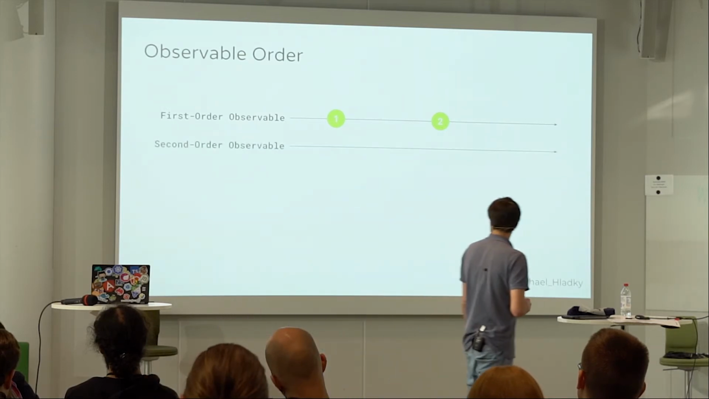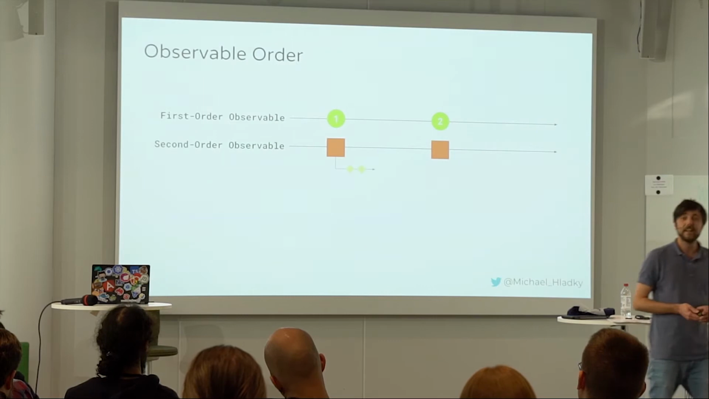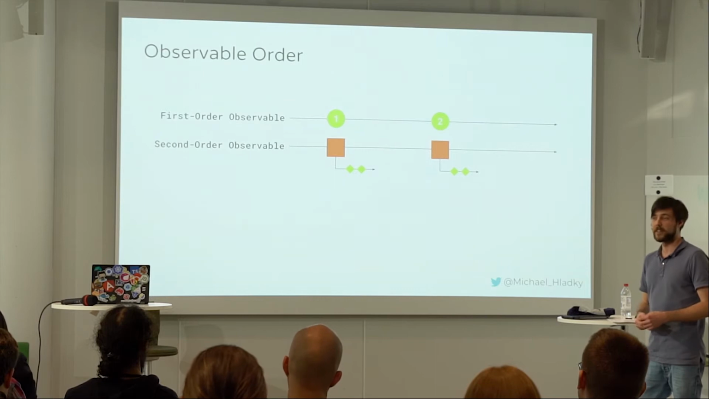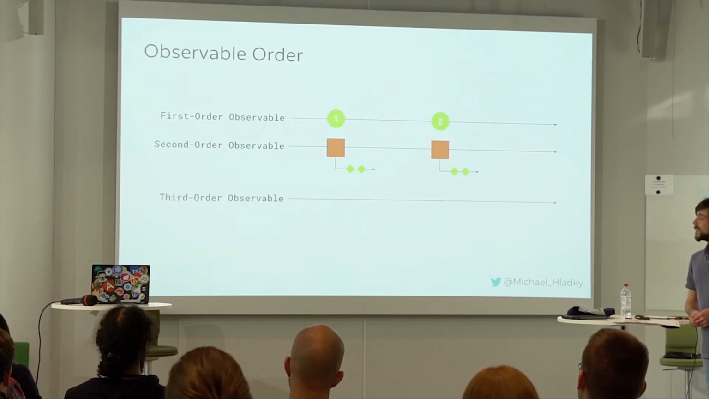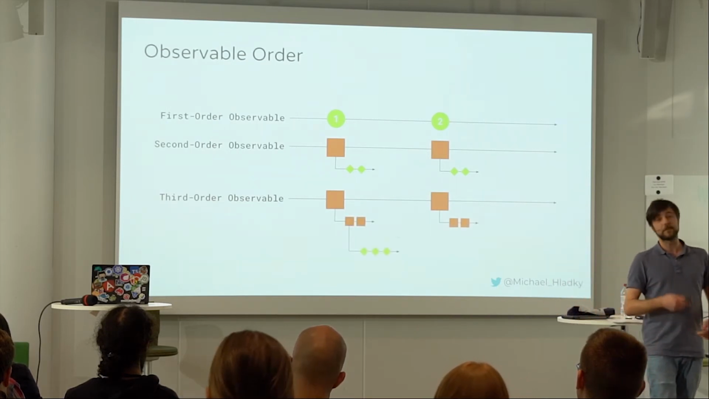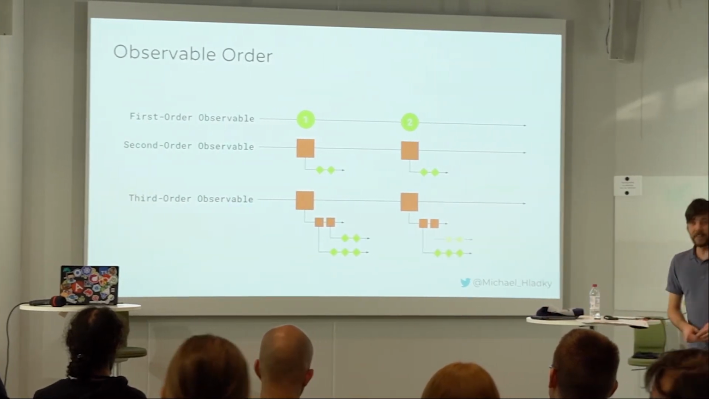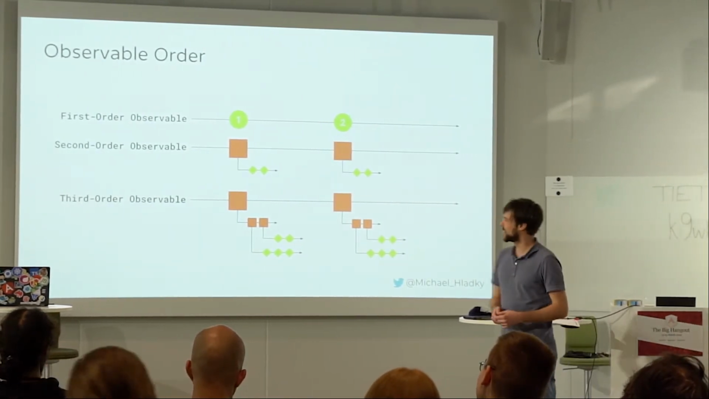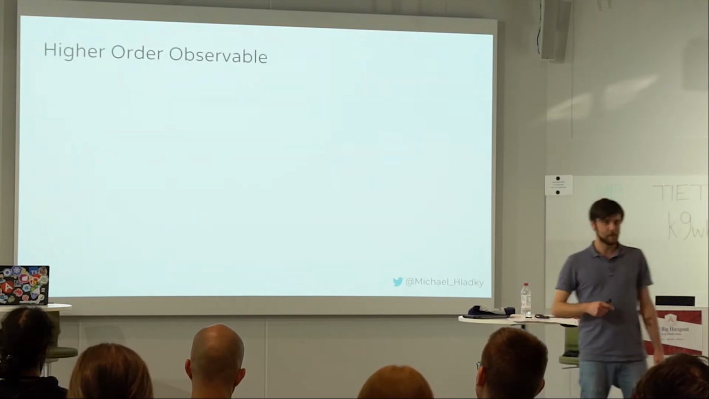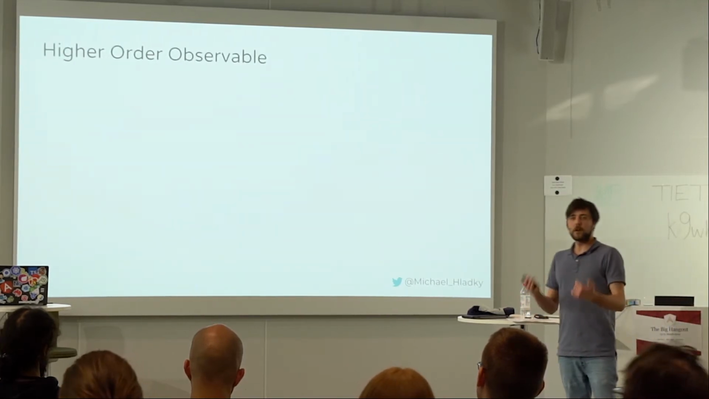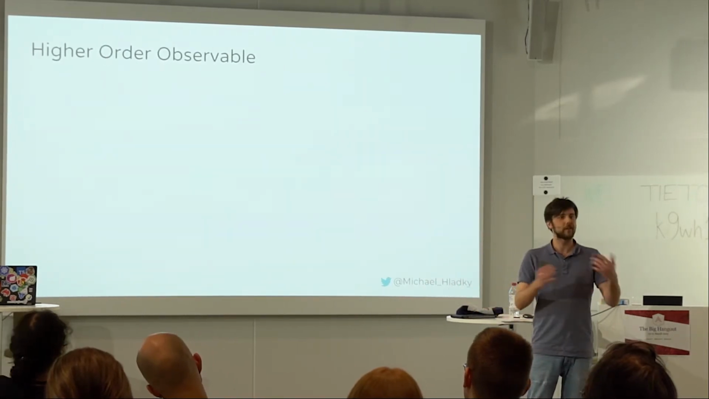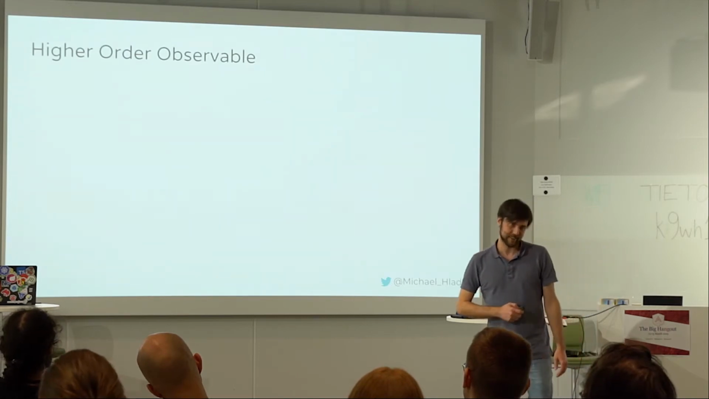What is a second order observable? A second order observable is an observable that emits other observables, which in turn emit single values. And then there is a third order observable, and third order observables emit observables, which in turn emit observables, which in turn emit single values. And to explain what fourth order observables are, I will use the whole next slide. No. So when we speak about the order of observables, we just speak about first and higher order observables, no matter how high the order is.